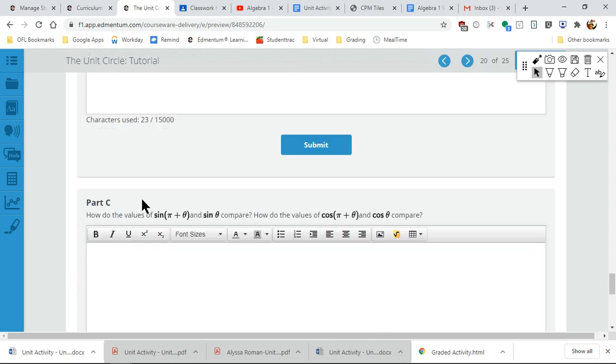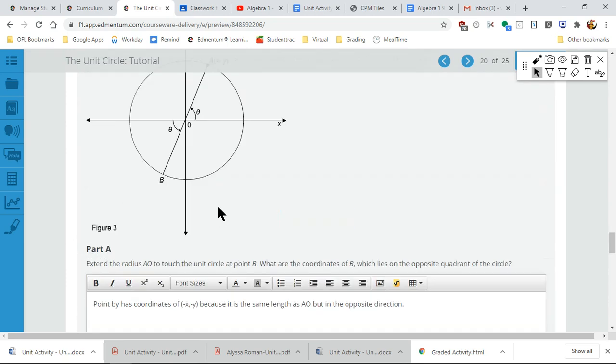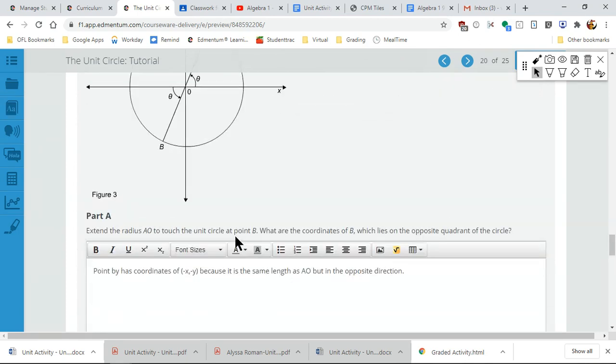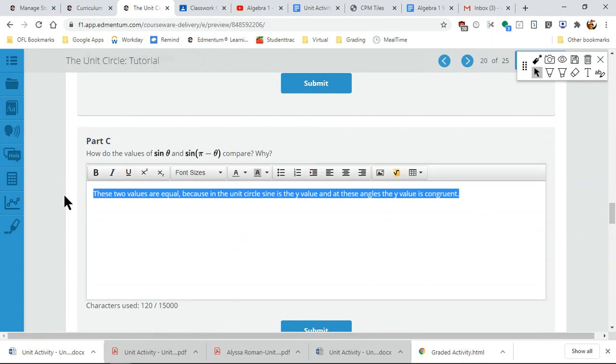Refer to the figure, so we don't even have to answer that part. Compare these two values. At this point, I just think Edmentum's being lazy with their questions, so I'm going to do this.